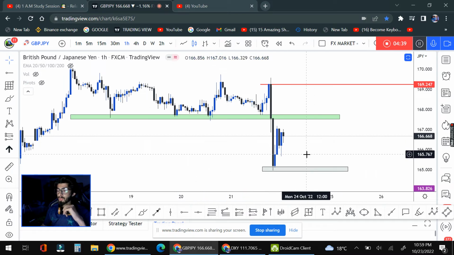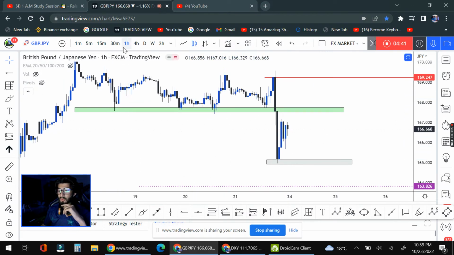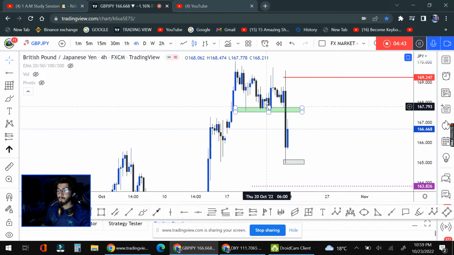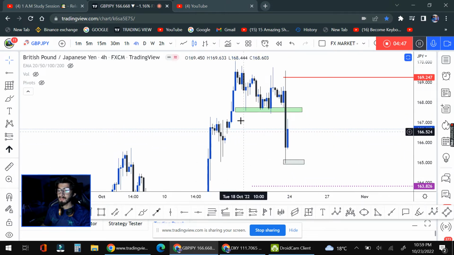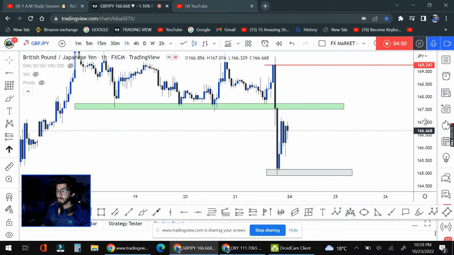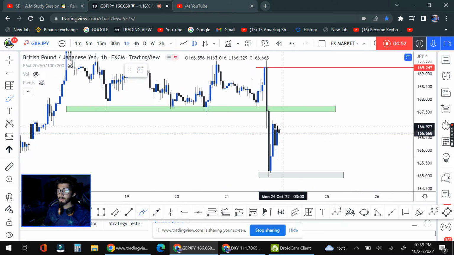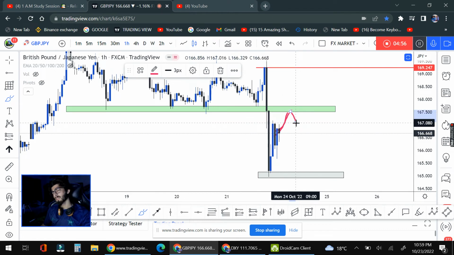All right, so if we go to the 4 hour time frame, you can see that price broke this previous market structure and came to test this area and fill this gap area. So in the 1 hour, you can see that price broke and came to retest this area.